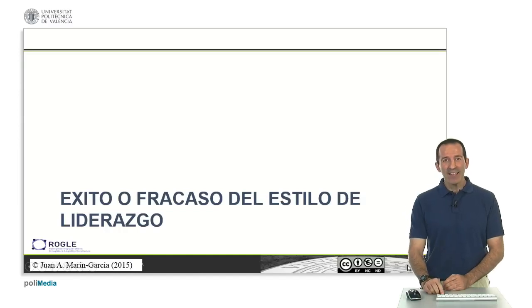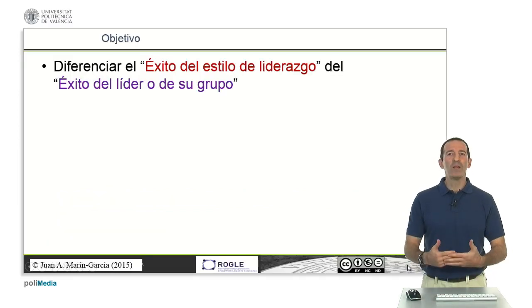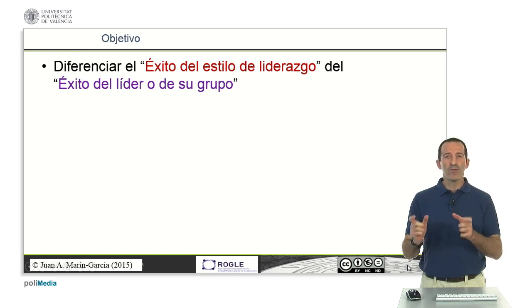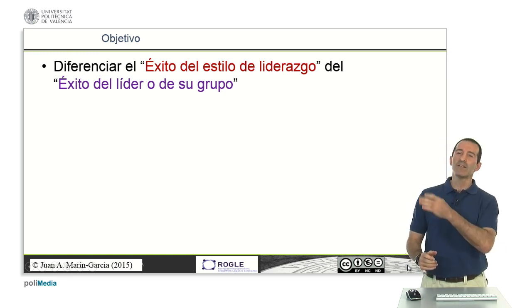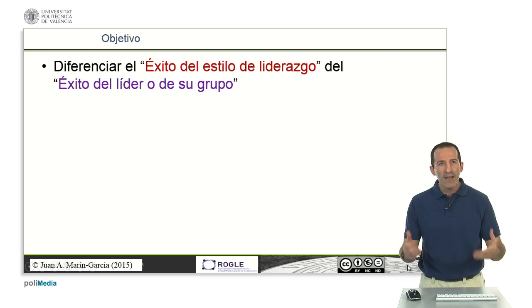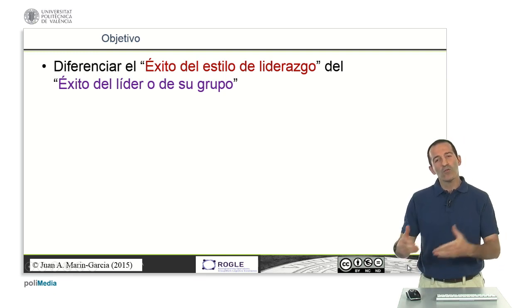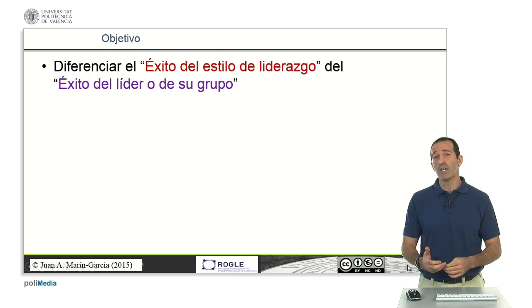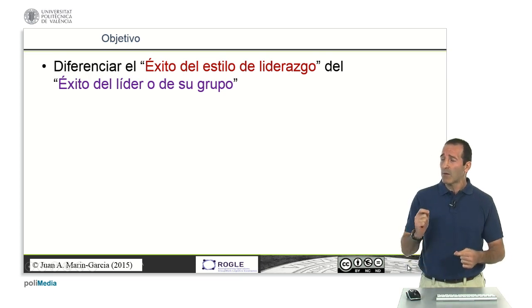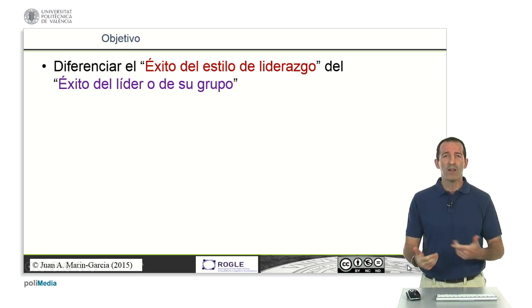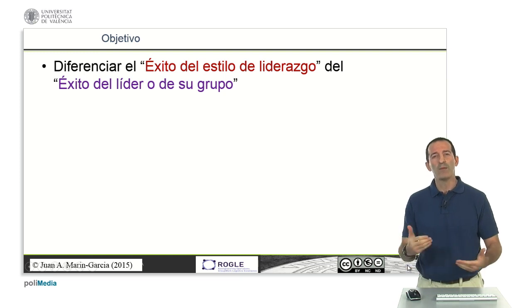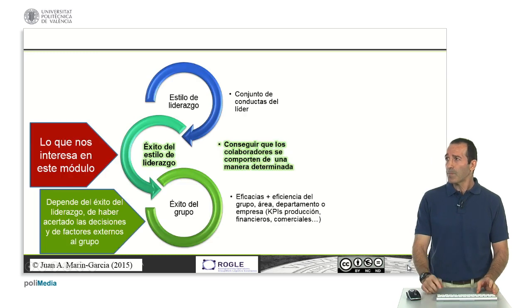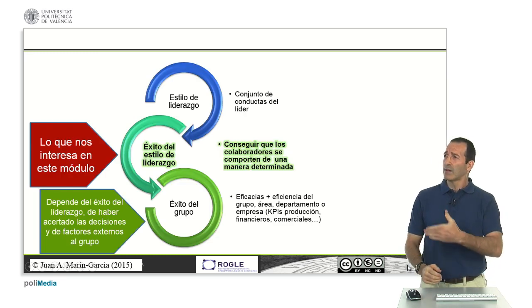Hello, in this video, our main objective is for you to differentiate between two concepts of success. On one hand, there is success in leadership style, and on the other hand, there is the success of the leader or their group. In other words, the final results are achieved by the group. These are two nuances that I will try to convey. The difference will be important in the context of this module of this video.